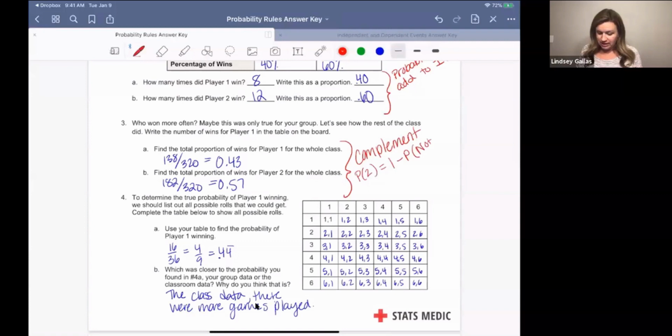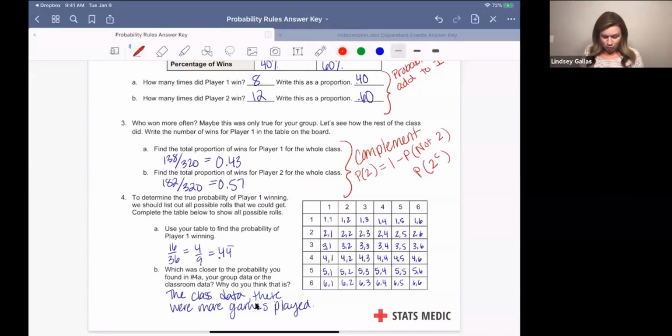So I'm going to put here "not 2." Notationally, we write that as the probability of player 2 winning complement. This little C stands for complement. So in this case, player 2 winning is 1 minus 0.43 to give me the 0.57.